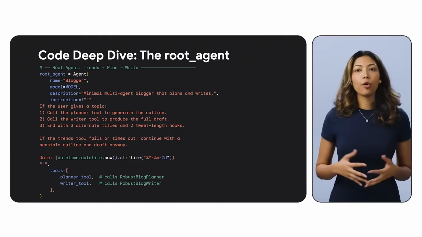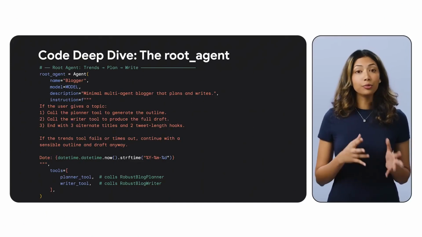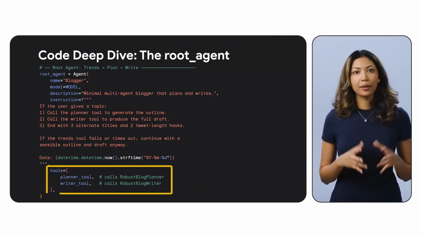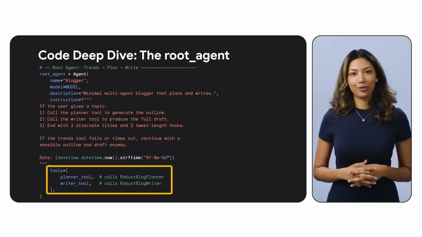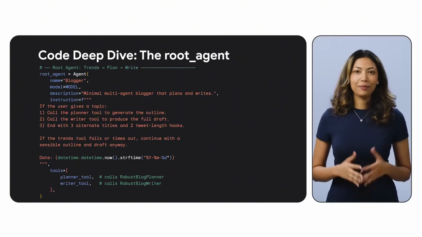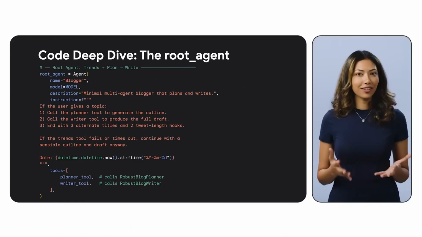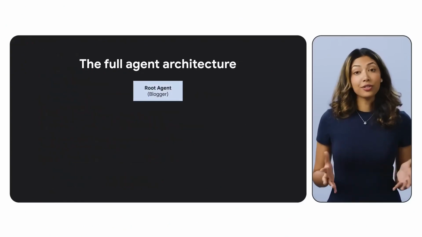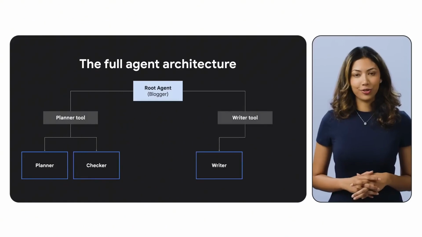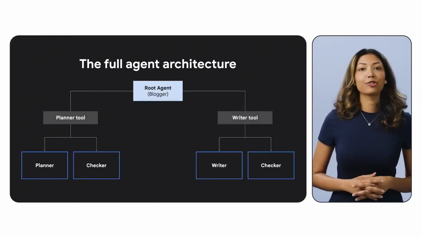The root agent only has access to the 2 tools we exposed, the planner and the writer. So its workflow is clear and controlled. You give it a topic, it plans, it writes, it checks, and then it gives you a polished blog post. You've now successfully written your first agent script. The next step is to actually run it.